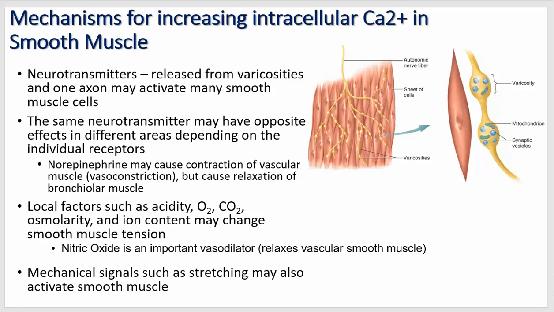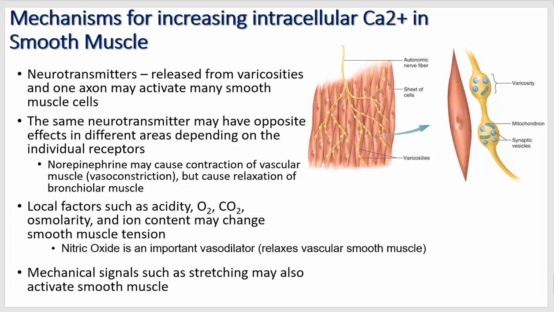All right, so here's a picture of the same point, but you can see these varicosities. You have an autonomic nerve fiber, which could be sympathetic or parasympathetic, either one, but it's going to release the neurotransmitter onto the muscle cell, and you're going to have contraction. Neurotransmitters released from varicosities on one axon may activate many smooth muscle cells. Same neurotransmitter, so that's good, because that gets a whole area.